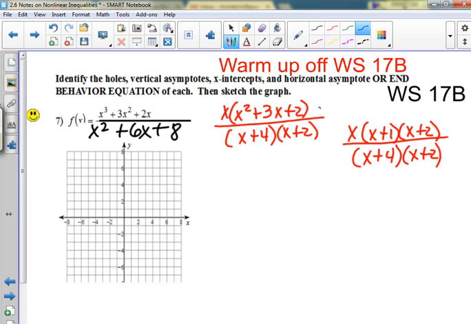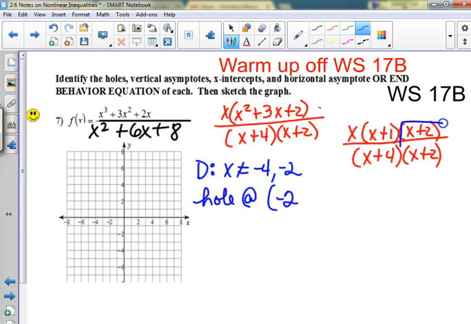Okay, just to review, the domain cannot equal -4 or -2. You always do the domain from the very original. And then we're going to say there's a hole at -2, yes? What are we going to do to find the rest of that ordered pair? Plug it back in, but where? After we reduce, though, right? Otherwise, we'll get it undefined.